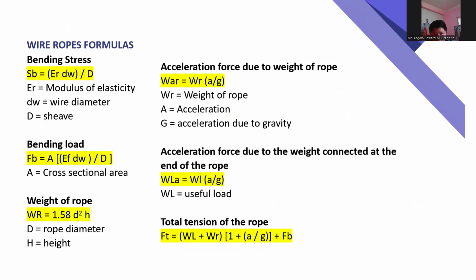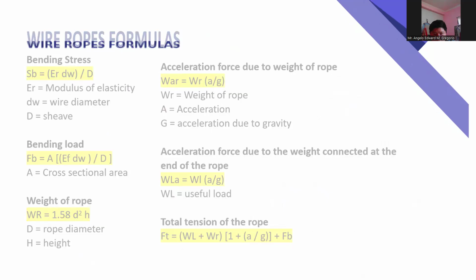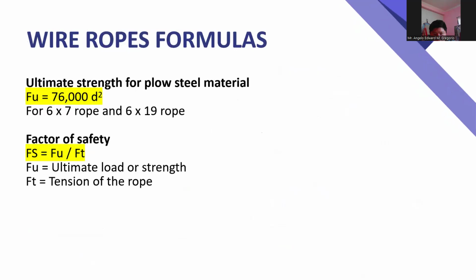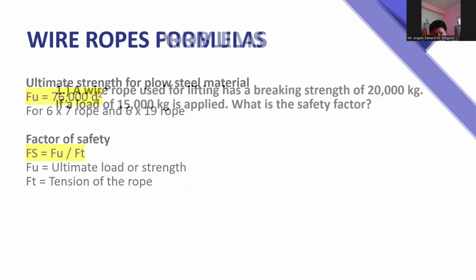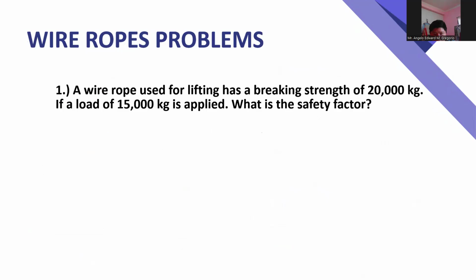Now let's proceed to the formulas that we are going to use: the bending stress, the bending load, the weight of rope, the acceleration force due to weight of rope, acceleration force due to the weight connected at the end of the rope, total tension of the rope, ultimate strength for plow steel material, and factor of safety. Now let's proceed to the sample problems I have prepared.